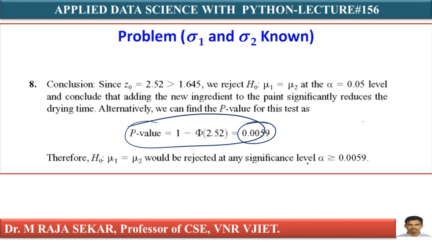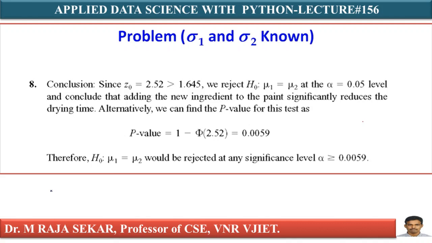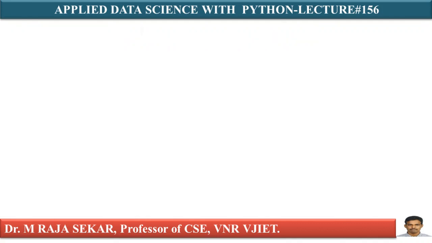0.0059. Here, alpha is greater than or equal to the p-value. Alpha is 0.05. It's greater than or equal to my p-value, which is 0.0059. What do I have to do? Reject. I must reject what? Reject H0. What it says: as the p-value is less than or equal to alpha, I must reject H0.